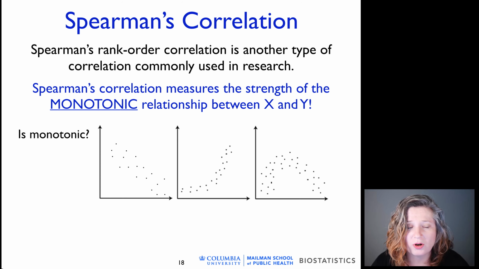So what is monotonic? Let's look at the first graph. The first graph is decreasing from the beginning to the end, actually linearly, and it is a monotonic function.